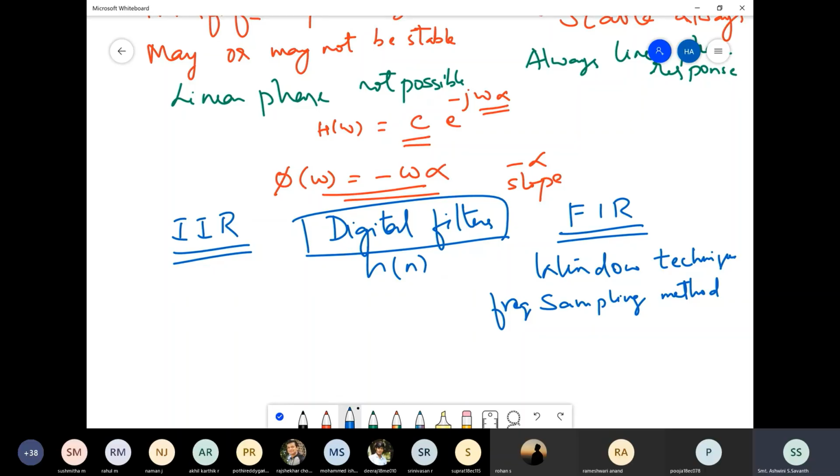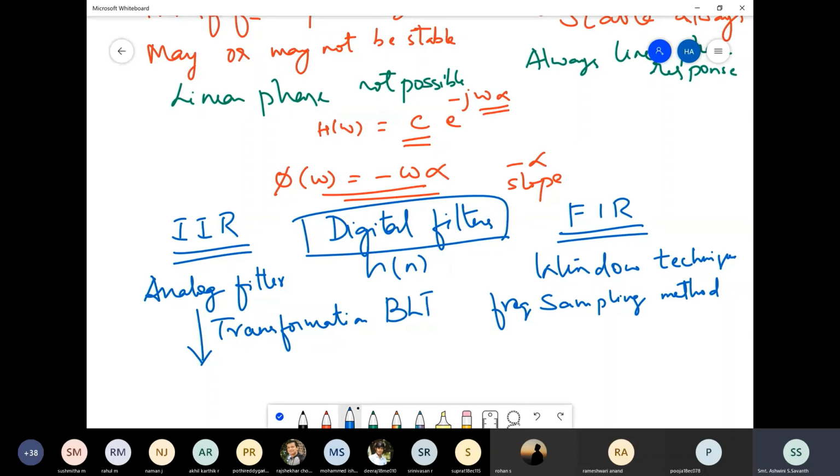Then the IIR filter. In the IIR filter, we first design the analog filter. The analog IIR filter is designed first, and then transformations are applied to this analog filter. One popular transformation is called the bilinear transformation, BLT for short, and then the digital filter is obtained. So in the IIR filter, we first design the analog IIR filter and then apply the bilinear transformation to obtain a digital filter.